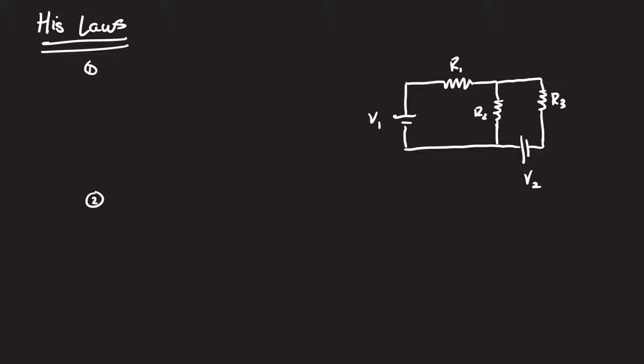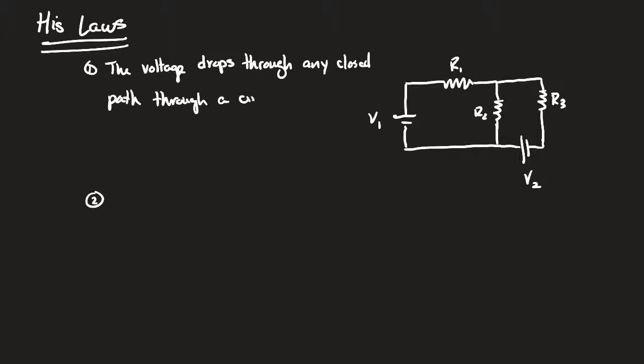All right, so here we go. Kirchhoff's laws. The first one is the voltage drops through any closed path through a circuit is zero. The voltage drops through any closed path through a circuit is zero. I will call this the voltage rule. I won't say Kirchhoff's laws.